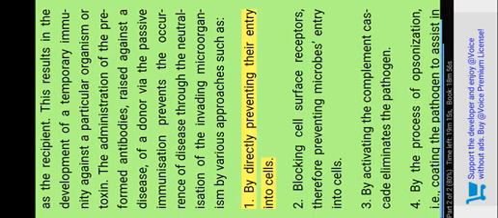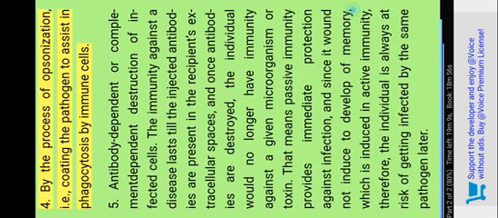1. By directly preventing their entry into cells. 2. Blocking cell surface receptors, therefore preventing microbes' entry into cells. 3. By activating the complement cascade, which eliminates the pathogen. 4. By the process of opsonization, i.e., coating the pathogen to assist in phagocytosis by immune cells. 5. Antibody-dependent or complement-dependent destruction of infected cells.